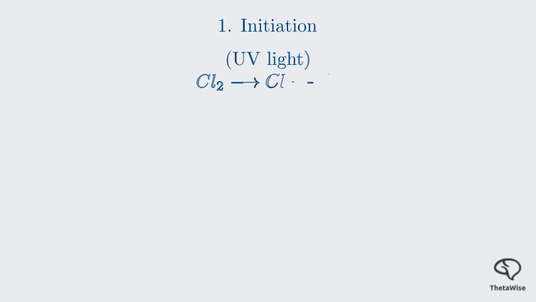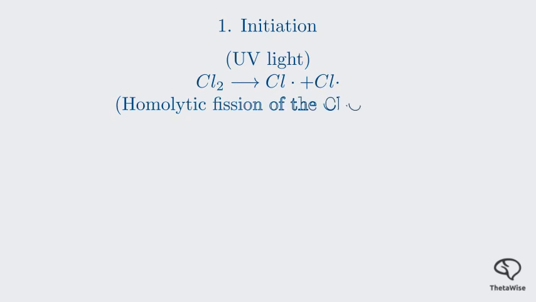Our objective is to understand each step: initiation, propagation, and termination. First, the initiation stage. This is where the UV light comes in. It provides the energy to break the halogen bond. In this case, the Cl-Cl bond undergoes homolytic fission. Remember, this means each chlorine atom gets one of the shared electrons. We represent this with half-headed or fishhook arrows. This step produces two chlorine radicals, Cl dot, which are highly reactive and will start the chain reaction.